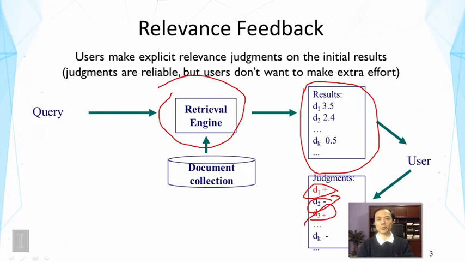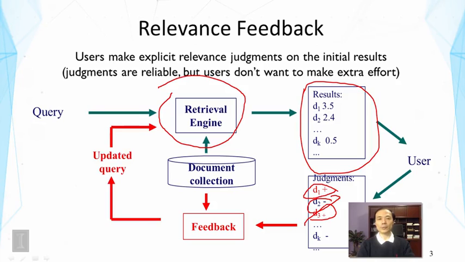And this can be very useful to the system to learn what exactly is interesting to the user. So the feedback module would then take this as input and also use the document collection to try to improve ranking. Typically, it would involve updating the query so the system can now rank the results more accurately for the user. So this is called relevance feedback. The feedback is based on relevance judgments made by the users. Now, these judgments are reliable, but users generally don't want to make extra effort unless they have to. So the downside is that it involves some extra effort by the user.